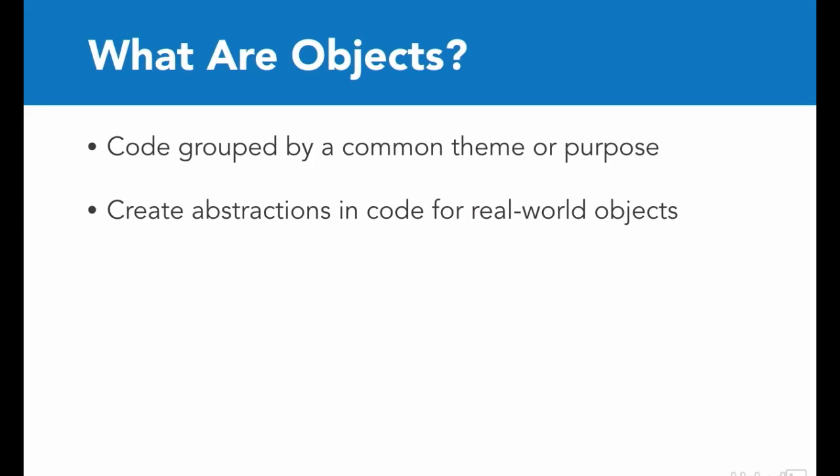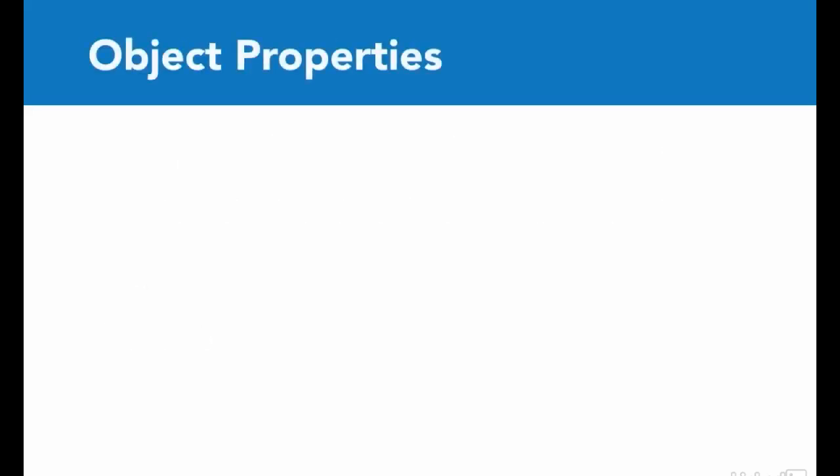Remember, object-oriented programming is about creating data structures which hold values and functions. We call those properties and methods. These are the fundamental elements for defining and working with objects. Properties are just variables inside the object. They define the characteristics of a particular object.